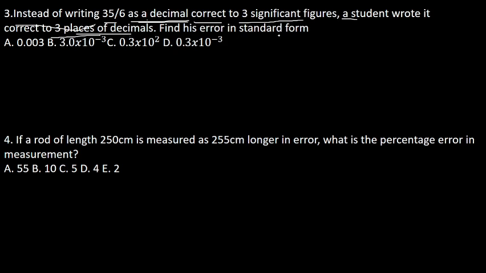Find the error. In order to find the error, you need to know the actual value minus the observed value. If you look at 35 divided by 6 correct to 3 significant figures, check it out, the answer is equal to 5.83333. But what do we need? We need only 3 significant figures. This is going to be 5.83.